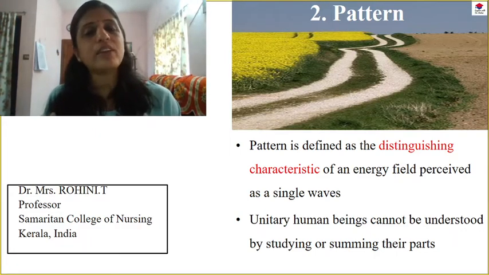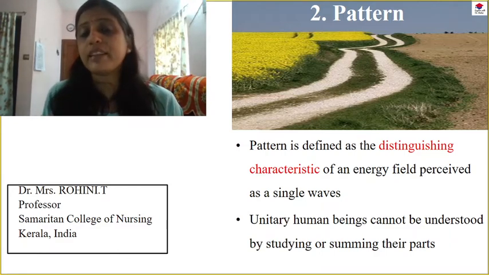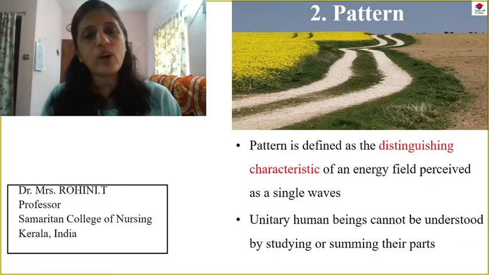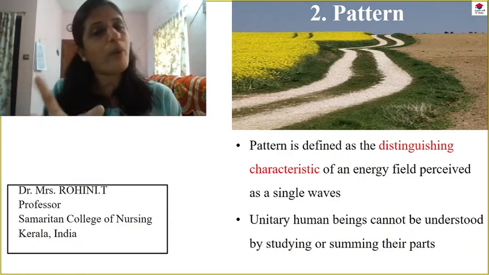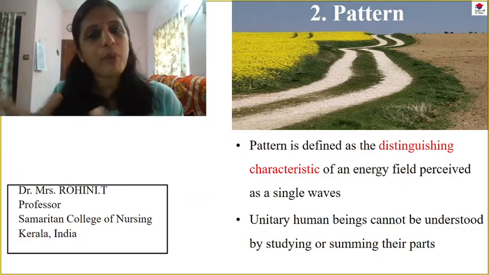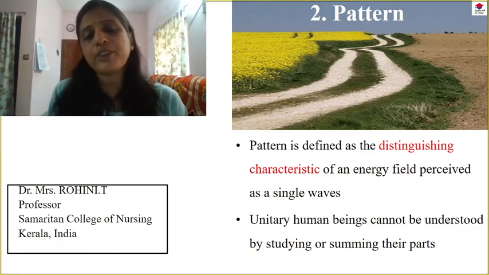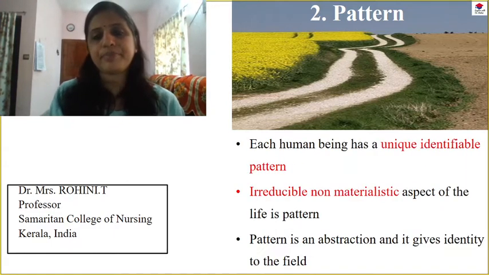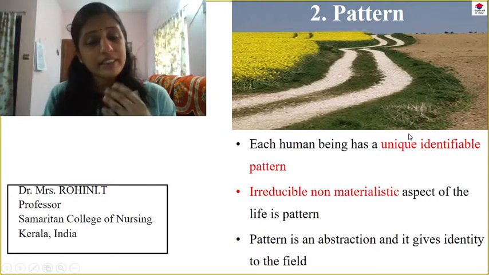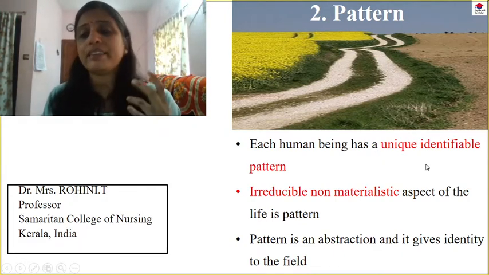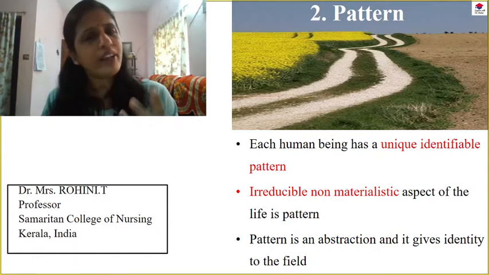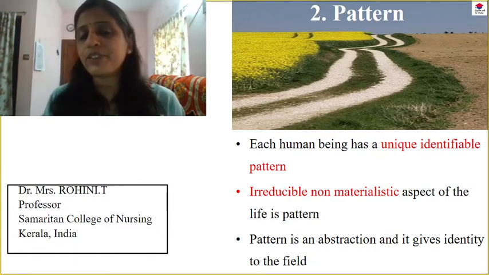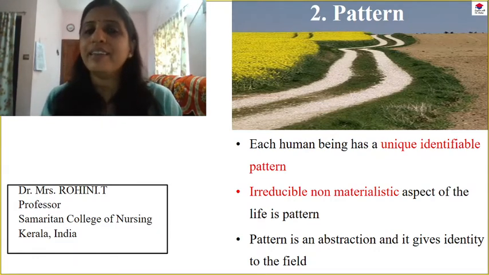There is a pattern in how we sleep. There is a pattern of our body temperature. For some of us, it is always subnormal. For some of us, it is always between 98.4 and 98.6, which means what I'm trying to tell you is all of us have a pattern of energy field. Each human being, she is again explaining, has a unique identifiable pattern. Definitely, if you are listening to this video, you have a unique pattern. You have a unique energy field.